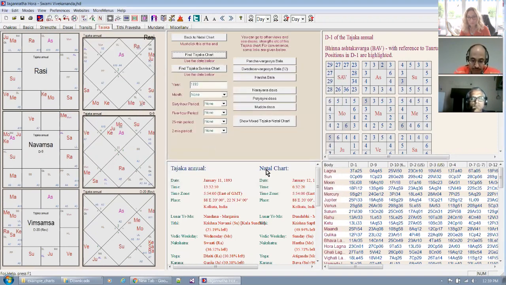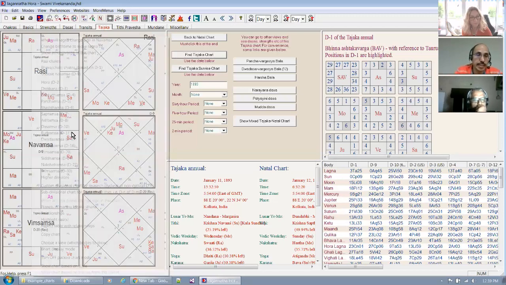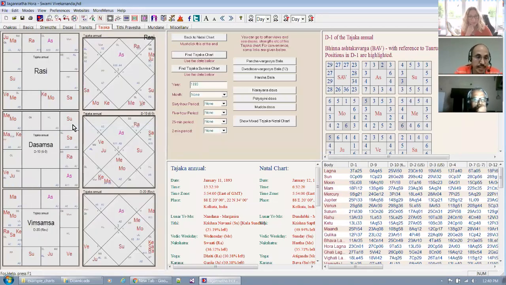Okay, so in this chart, let's see if there are any. First of all, during this year, let's first look at D10. Let's see the links between D10 and D20, just like we did in the other chart. So in D10, where is Guru? There is a Raj Yoga in D10. There are a couple of good things happening here.